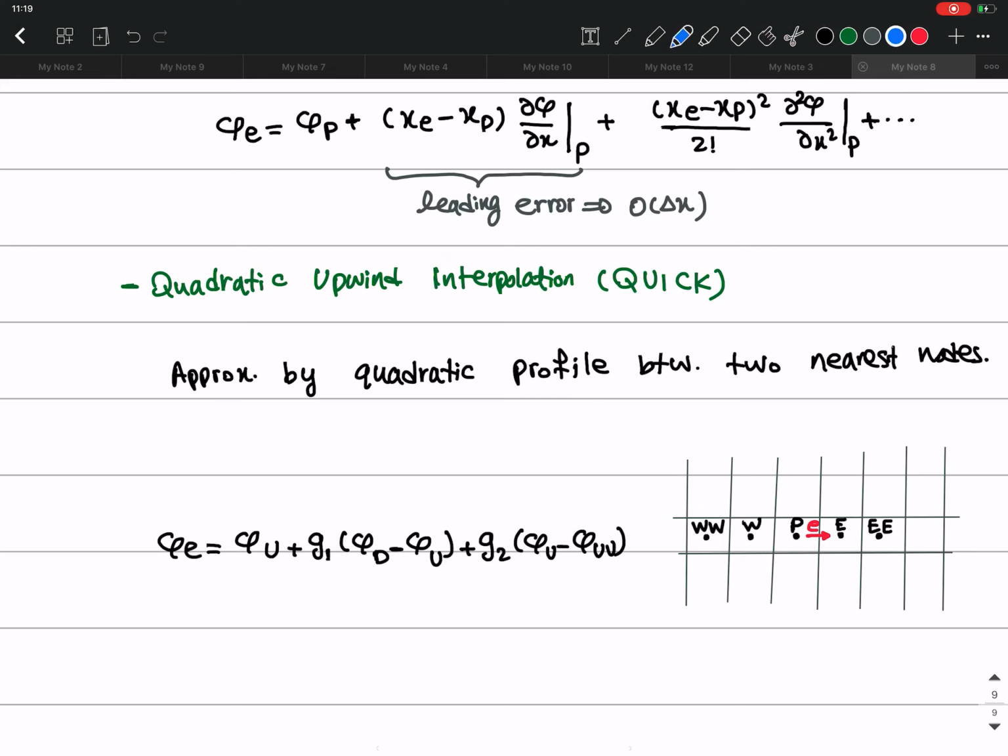So let me just define this. This is going to be the first upstream, this is the first downstream, and this is the second upstream.